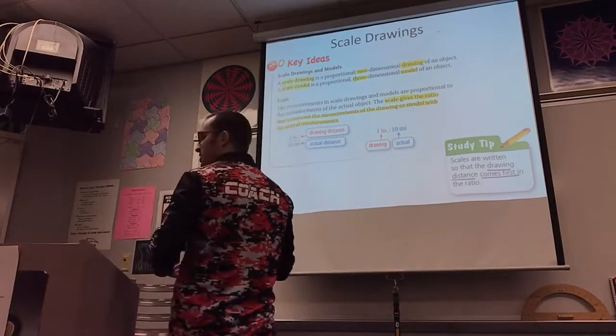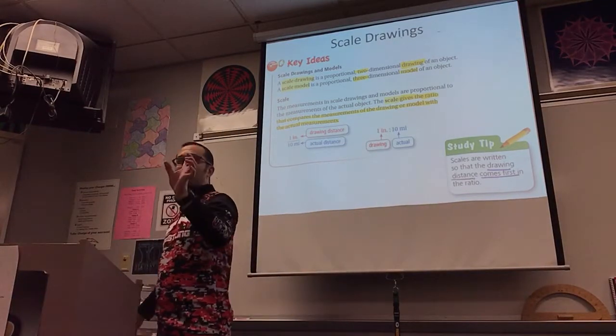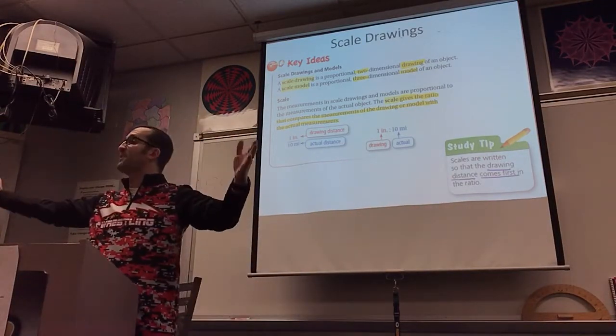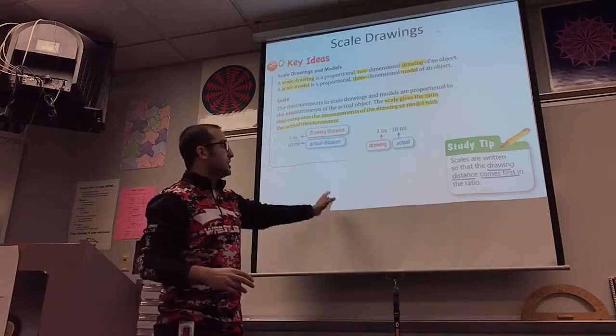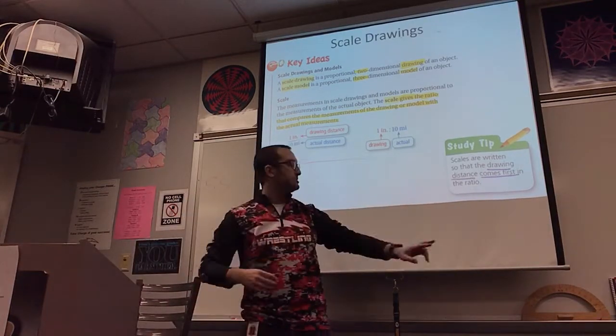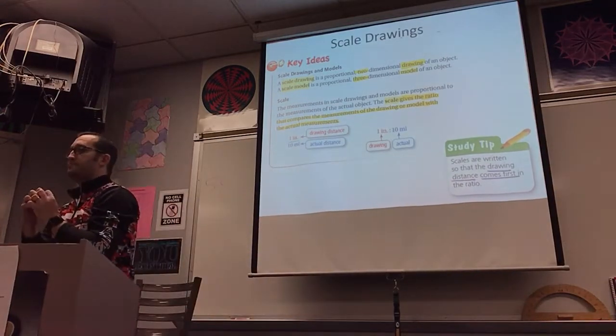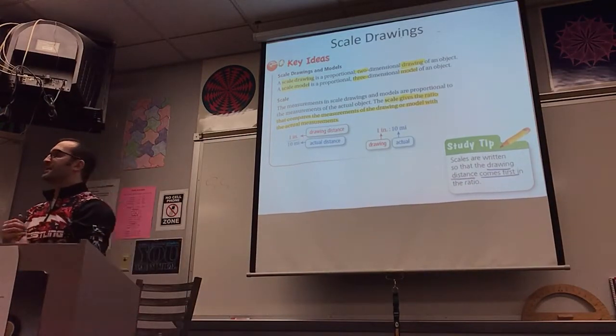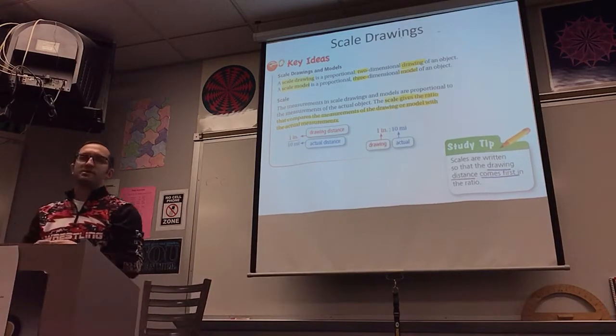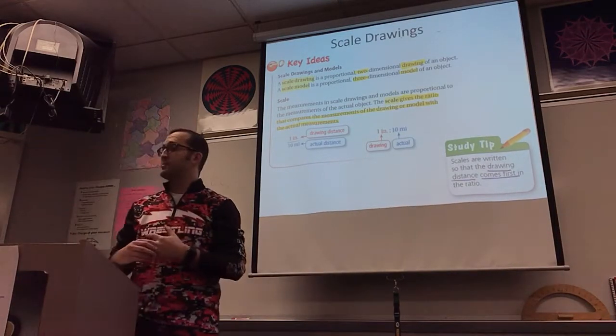There are some model cars that are 1 to 25, which means for every 1 inch on the model car, it only corresponds to 25 inches in the real world. So notice, in every single one of those relationships, the drawing distance came first, or the model distance came first. Okay? Sometimes models can actually be bigger. Sometimes models can be smaller.